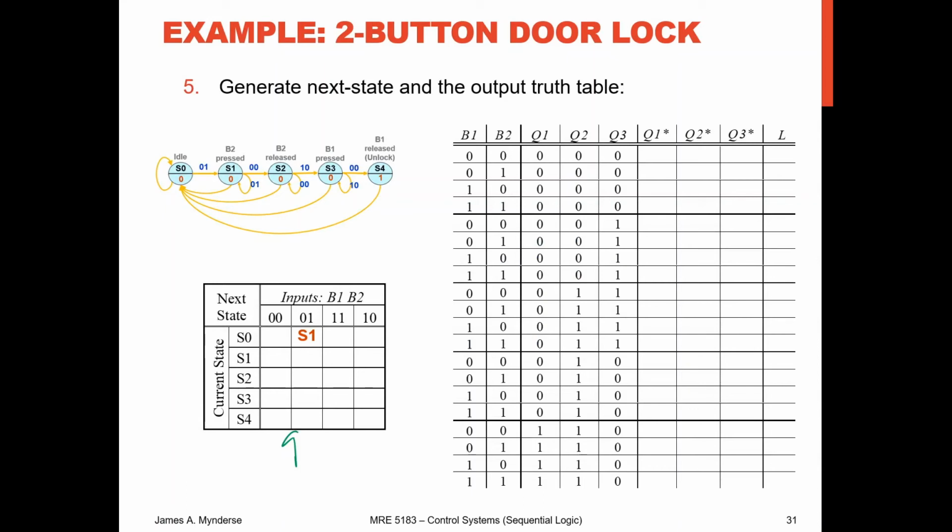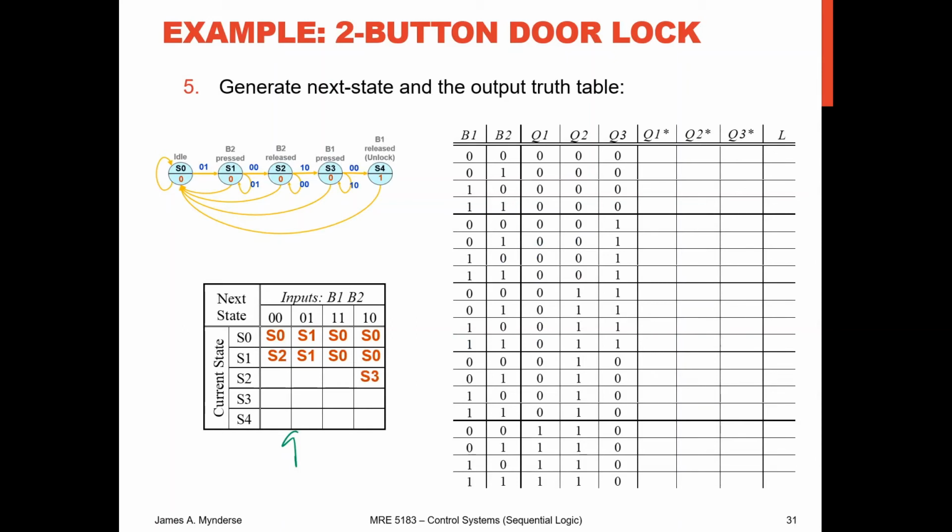The next state table in terms of the names is on the left. If I'm in state S0 and I get a 0, 1, I move to state S1. Otherwise, I stay in S0. If I'm in state S1 and I get the correct input, 0, 0, I move to state S2. If I get the same input that got me there, I stay in S1. Otherwise, I go back to idle.